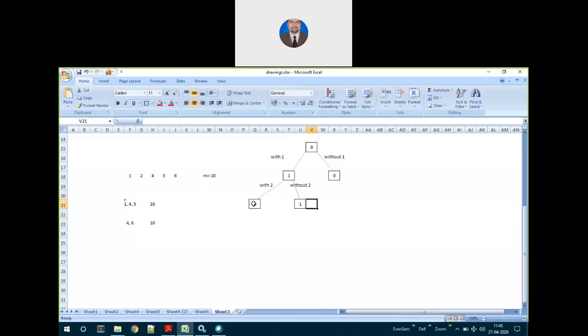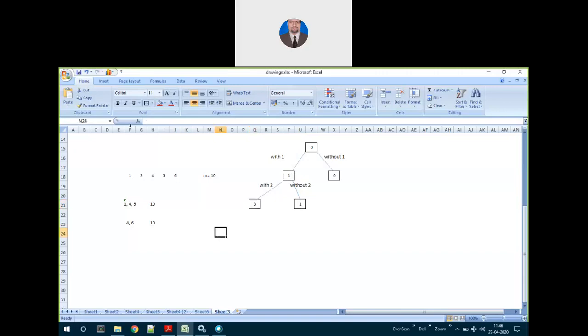Then again what I can do? I can do with this particular 3. I can keep on adding in this particular direction or I can go in this direction. Always left side is with and right side is without. So from, one second, this is not 3, right? Okay, this is 3. The sum of 1 plus 2 is 3.